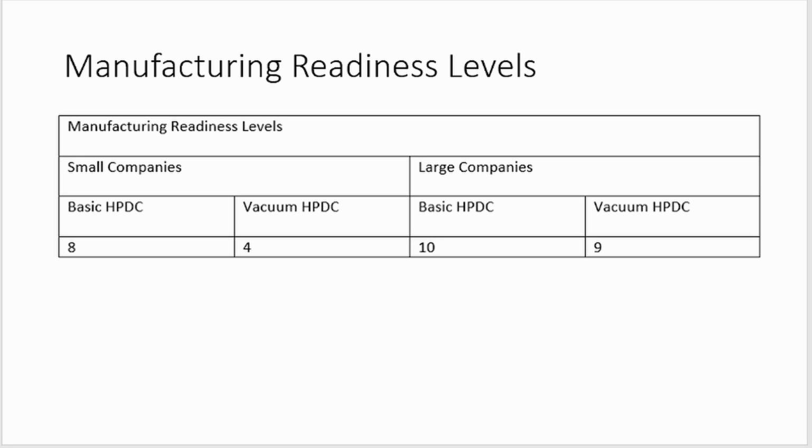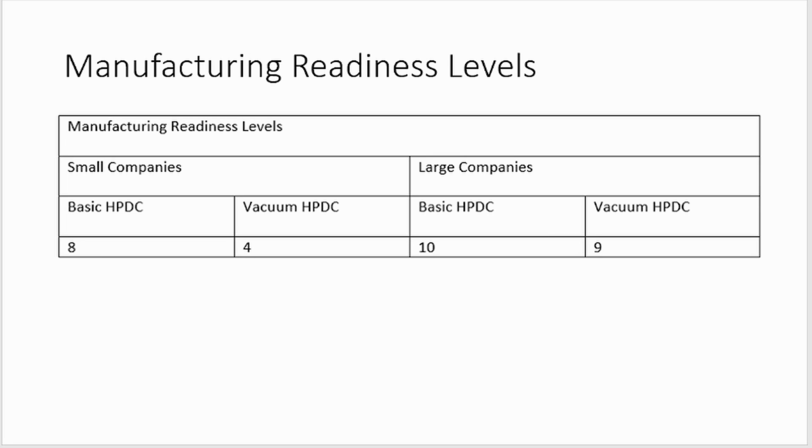Based on the ideas, I have rated basic high-pressure die casting at a manufacturing readiness level of 8 for small companies and a 10 for large companies. This process is fairly simple and can be taken advantage of at any level in order to create a product. For vacuum-assisted high-pressure die casting, the rate is lower at 4 for smaller companies and 9 for larger companies.